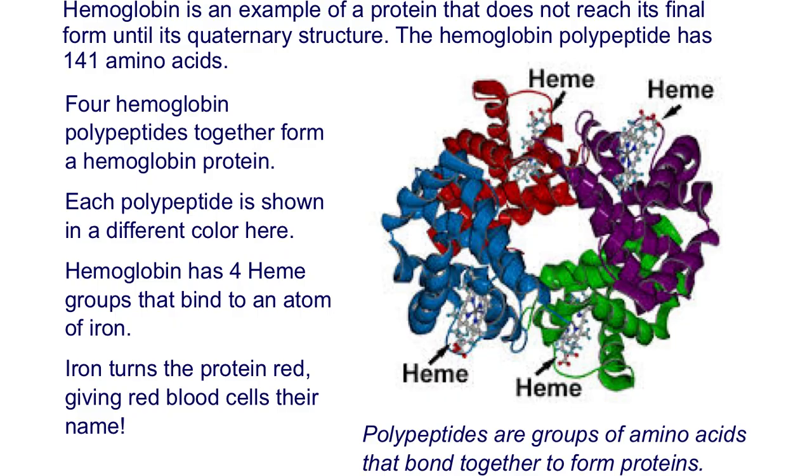Here is hemoglobin. Hemoglobin is what makes our red blood cells red. It contains iron right here. The iron molecule is bonded in these groups right here. These are called hemes. So these things hold the iron in the hemoglobin.